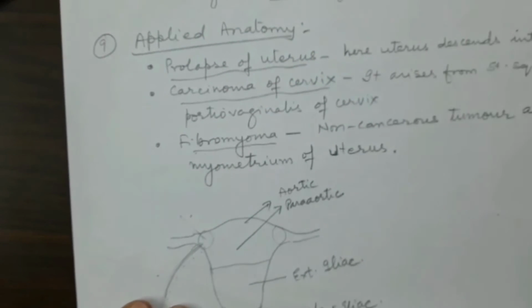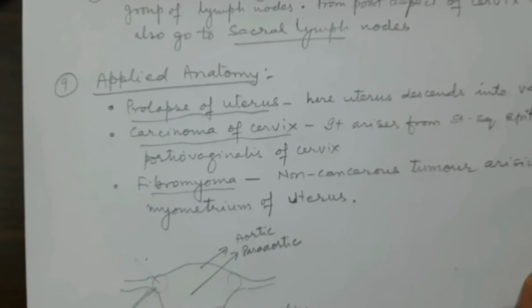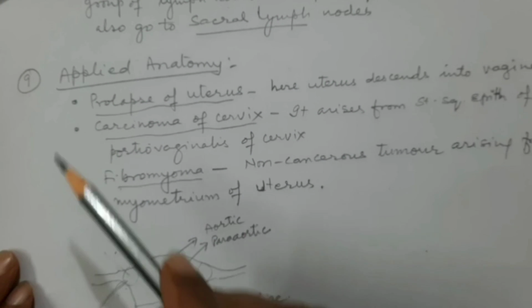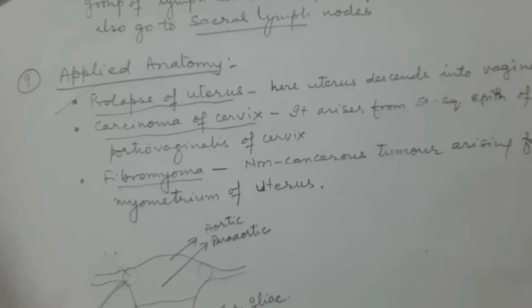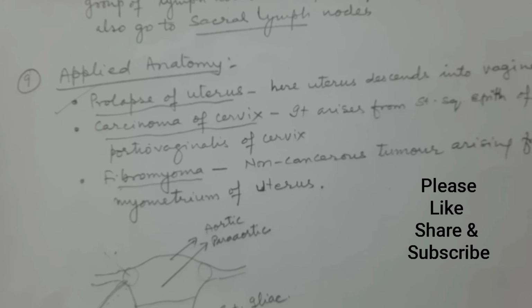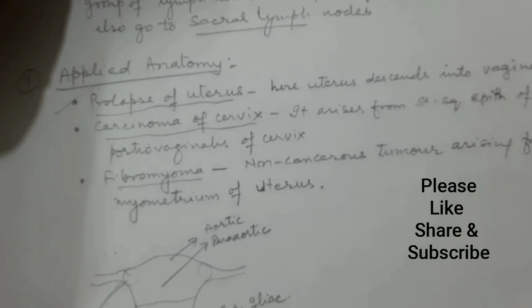The last point of this question is the applied anatomy. Let us come to the applied importance. Prolapse of the uterus is a common disease in adult females, in the later half of their life.